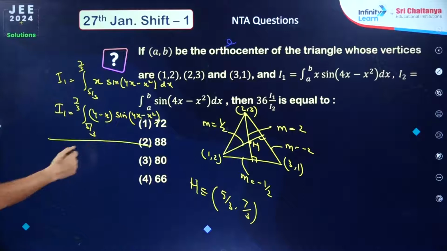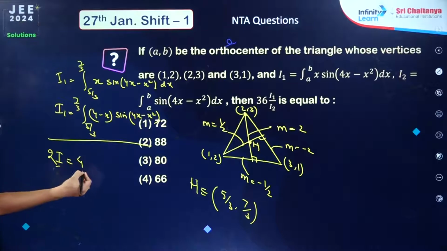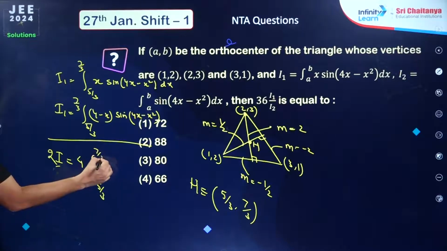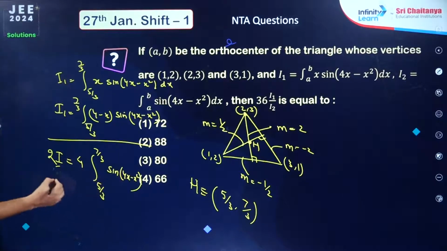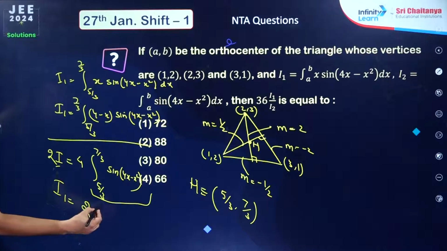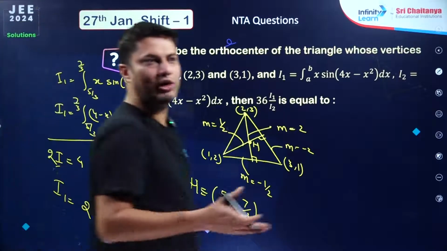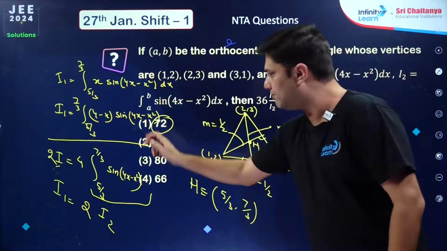If you add both of them, that is equal to twice of I, and the x portion will cancel out, and 4 times this is the integral from 5 by 3 to 7 by 3 of sin(4x minus x square). And this is I1 equal to twice of, and this integration is I2, yes, this is I2. So I1 is twice of I2, and if I1 is twice of I2, then I1 by I2 is 2, so 36 into 2 is 72.